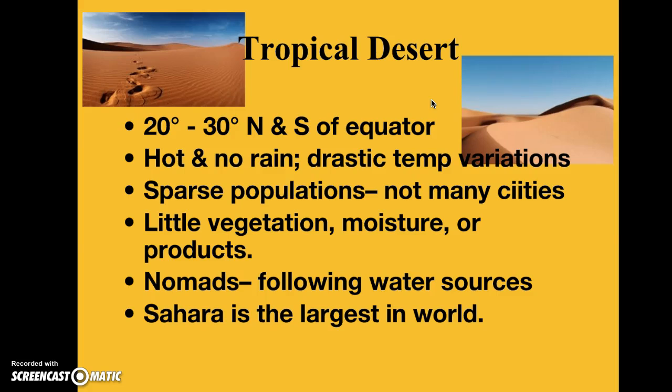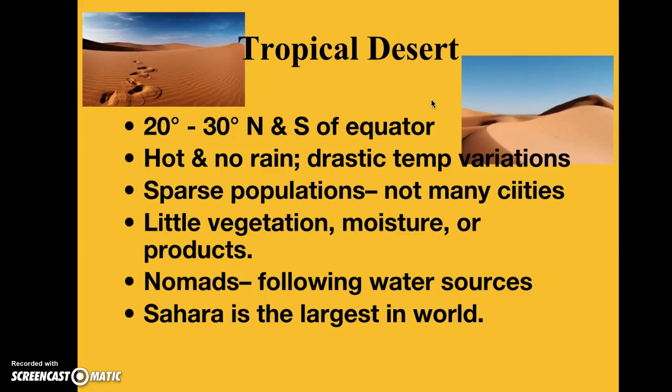Certainly we're not going to find a lot of people there. Virtually no vegetation, moisture, no products. The only people we find living in the tropical desert are going to be nomads, and very few of them actually live in the desert. They typically will pass through the desert. And of course the Sahara is the largest tropical desert in the world. There are other tropical deserts. The Sahara is certainly the largest.